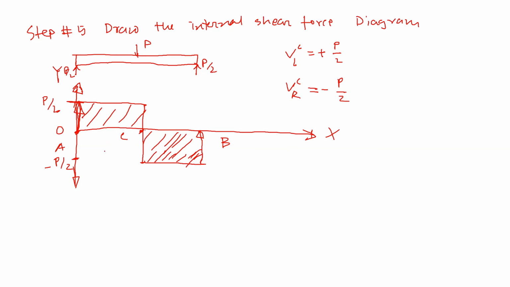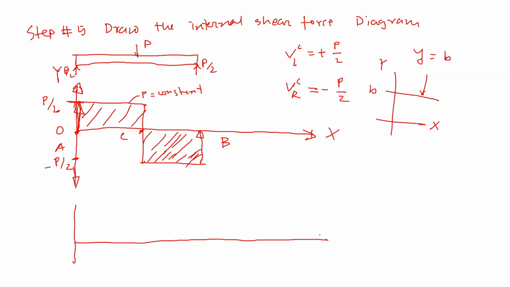Now if you remember the basics, this is the constant force equation, which is P equals constant. If it's a constant equation, basically if you draw y equals, say, B in an XY graph, it looks like this. B is that. So that's the equation. Now we'll have to draw the bending moment diagram.